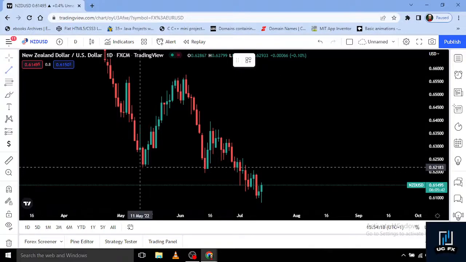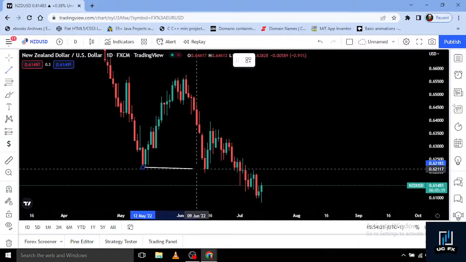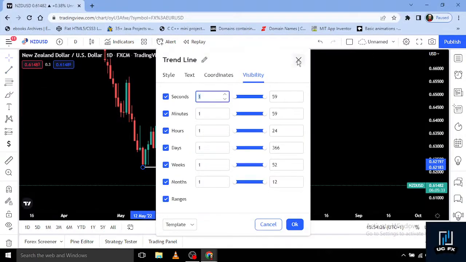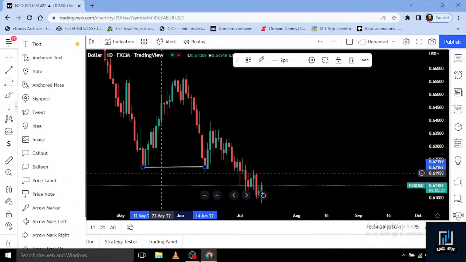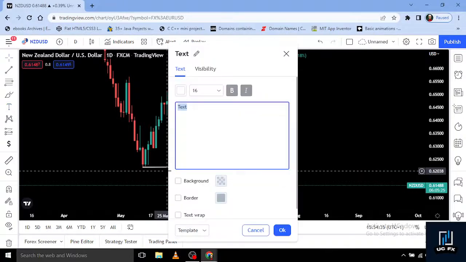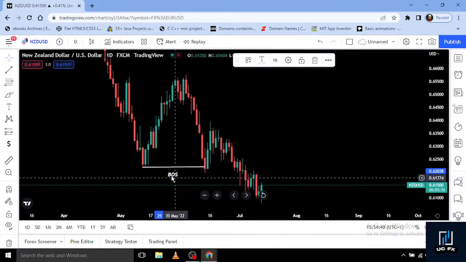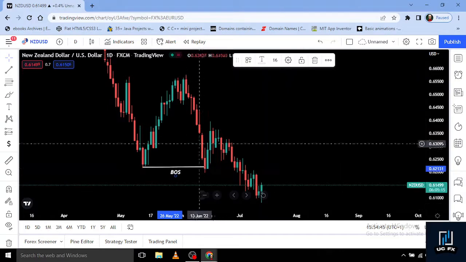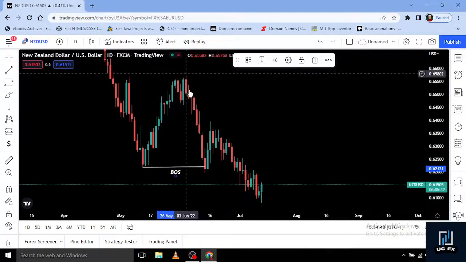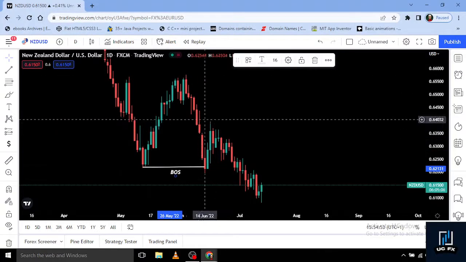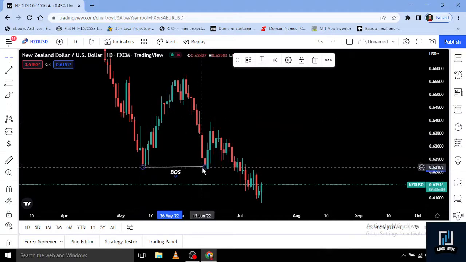Just like I said, we had a break of structure right here, the BOS. So what next? You need to consider this range, from this top to this bottom. In this range, if you go down to the 4-hour time frame, you will find an order block inside this range because we had a break of structure.